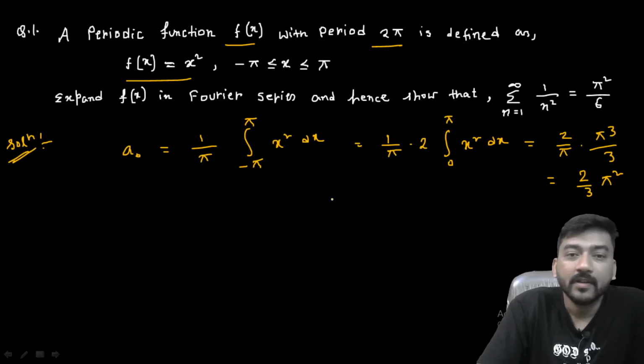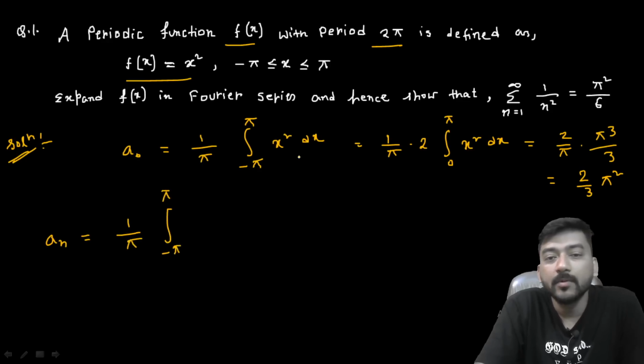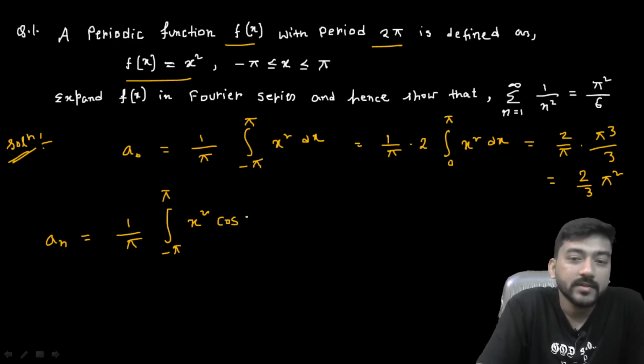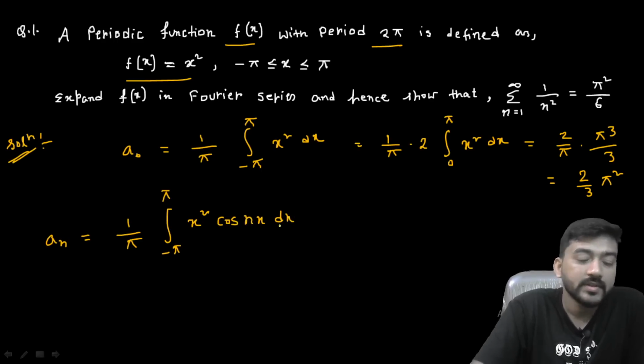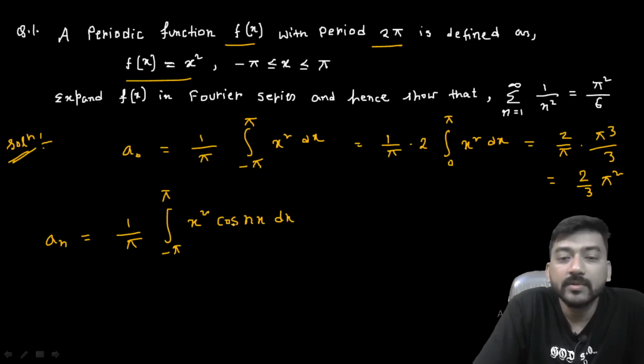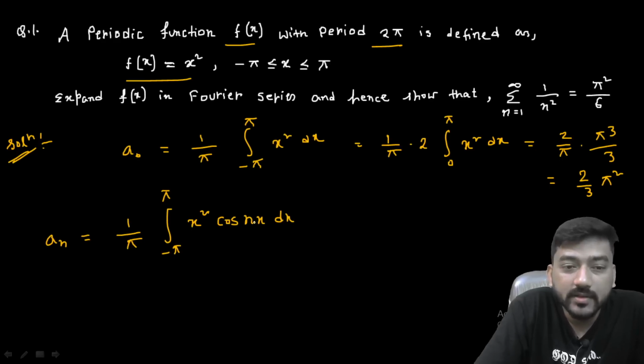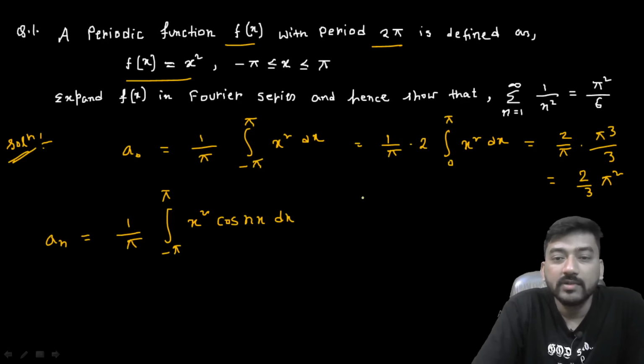So this is a0. Now what is an? an will be 1 upon pi integration minus pi to plus pi f of x cos nx dx. Here f of x is x square, so x square into cos nx dx. You can see this is also an even function, because x square is an even function and cos nx is also an even function. An even function into an even function is always an even function. So you can use the same property again, and this integration can be written as 1 upon pi into 2 integration 0 to pi x square cos nx dx.